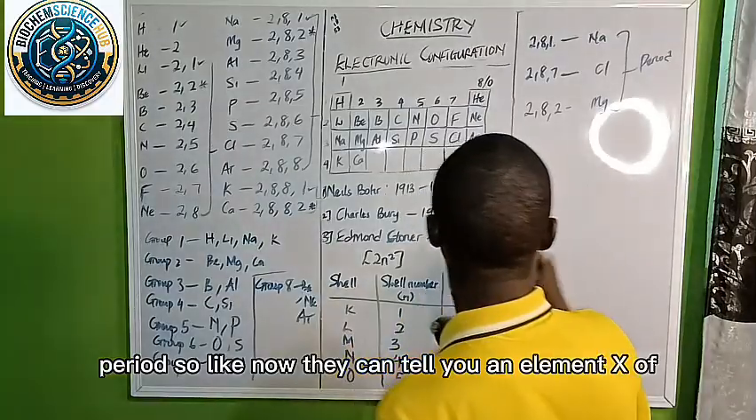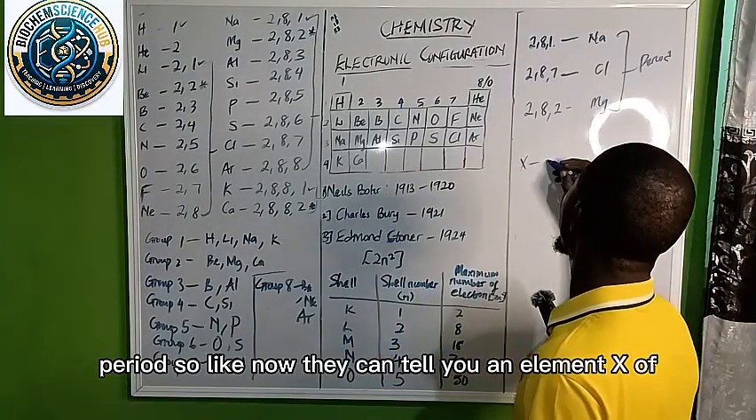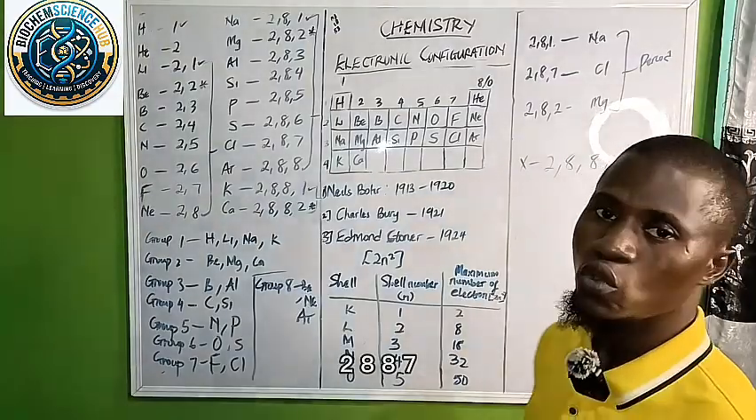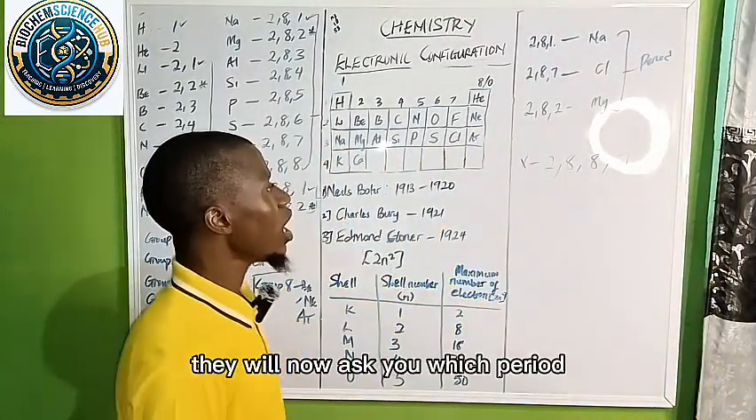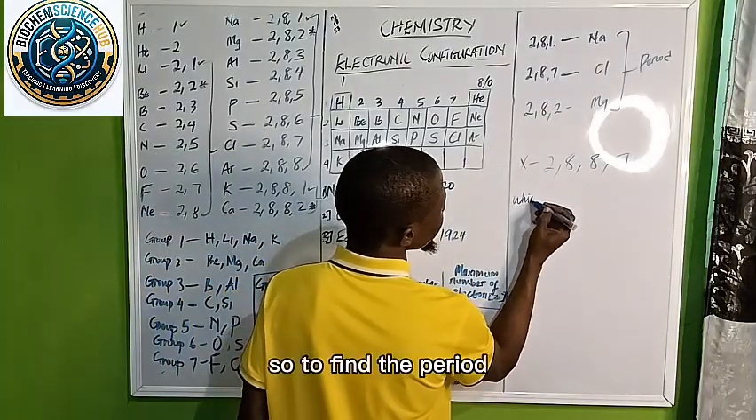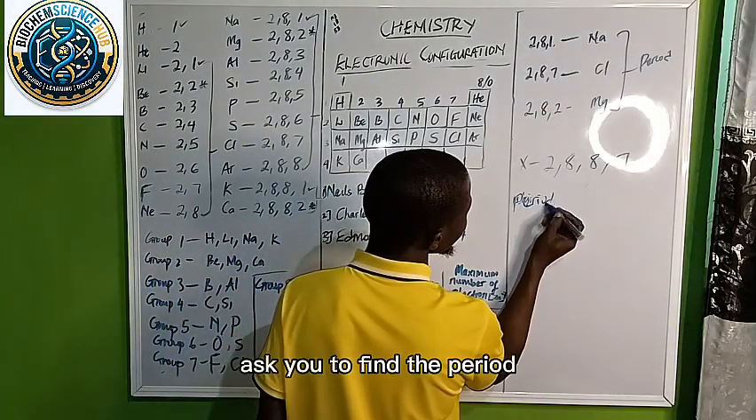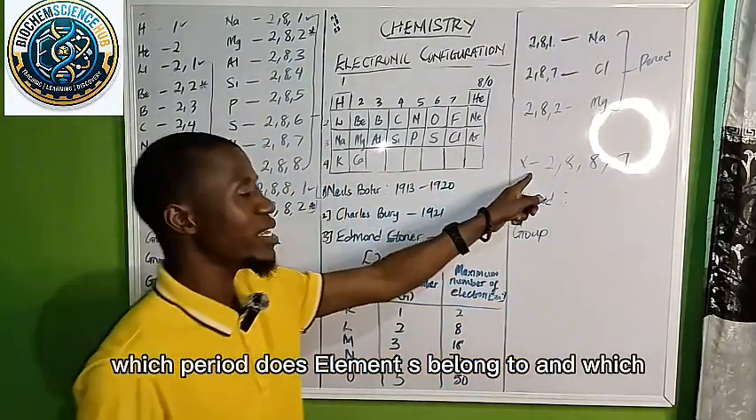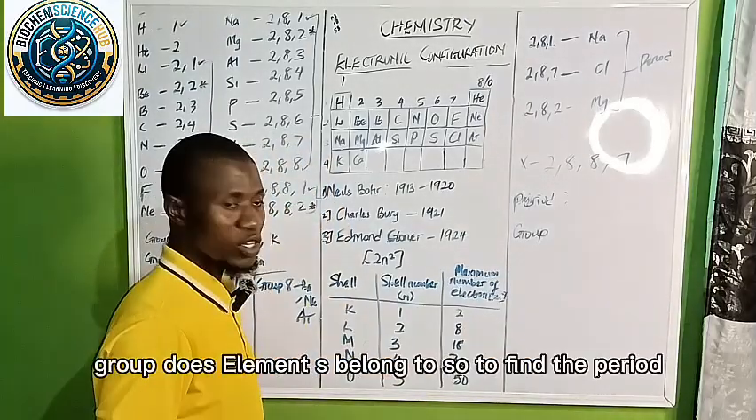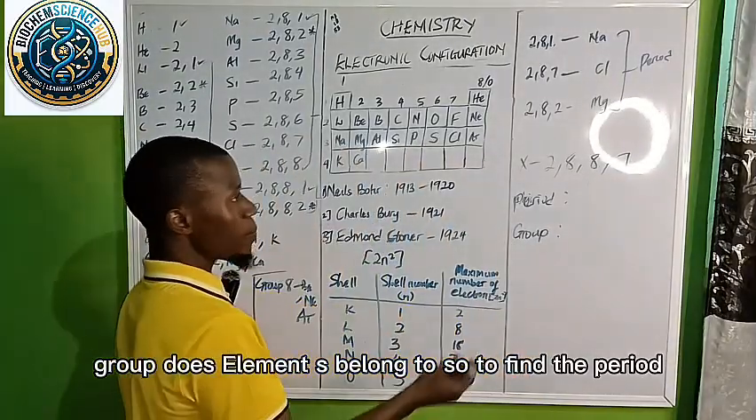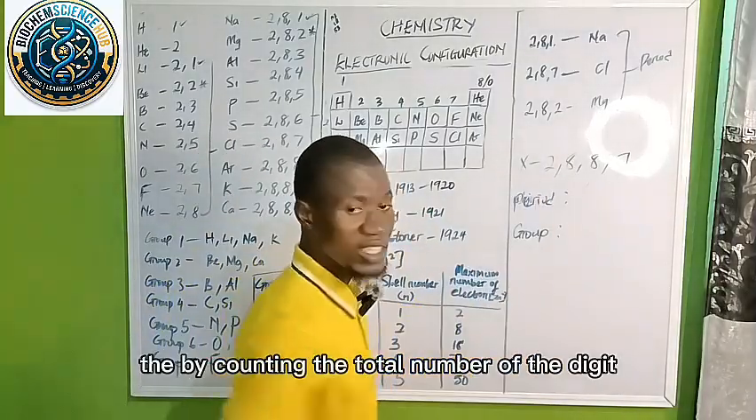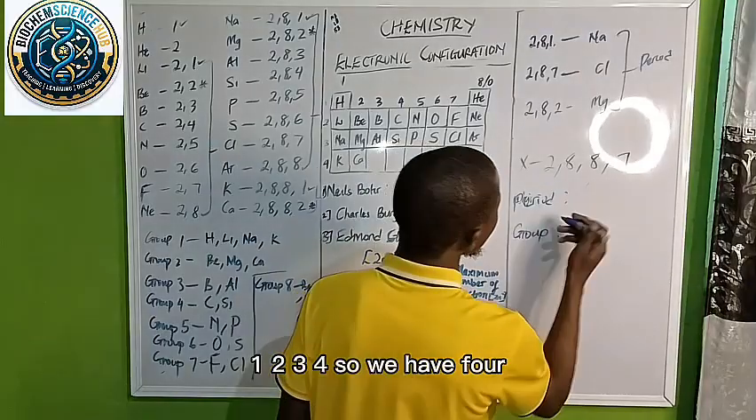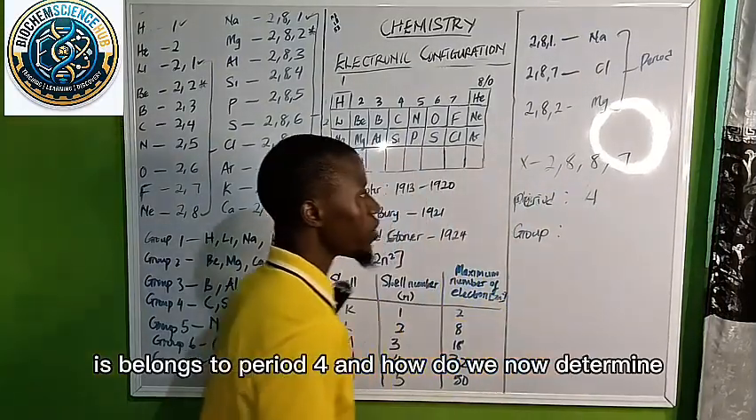So now they can tell you an element X of 2,8,8,7. They will now ask you which period and which group. Which period does element X belong to, and which group does element X belong to? To find the period, we've already said that it is just by counting the total number of digits you have in your electronic configuration: 1, 2, 3, 4. So we have 4. It belongs to period 4.